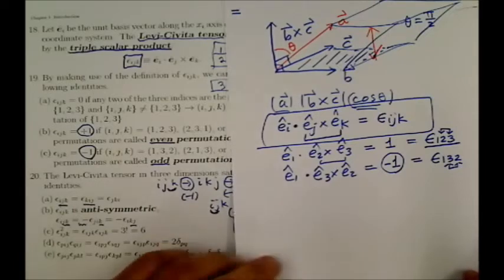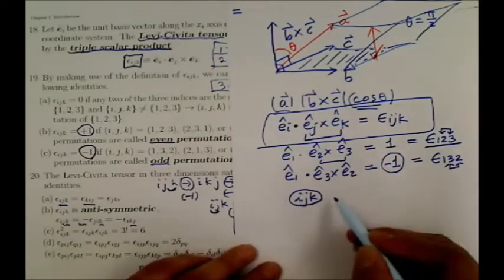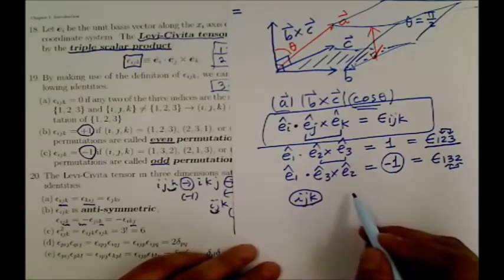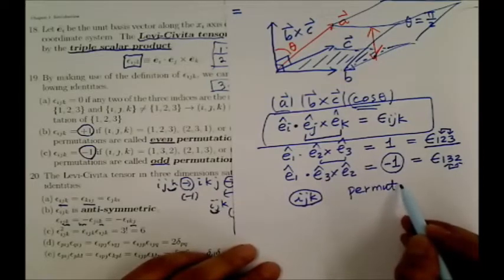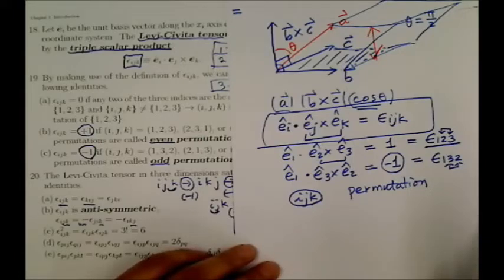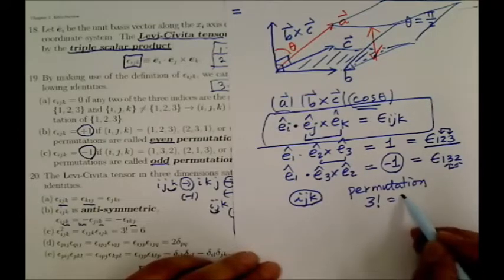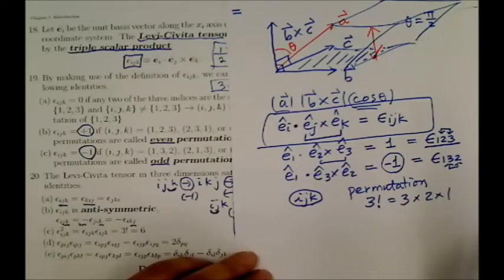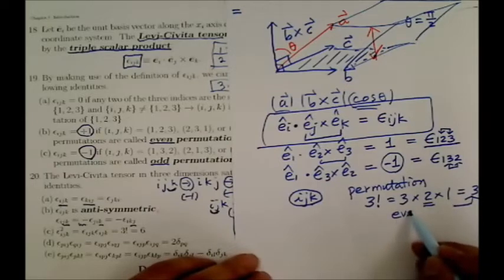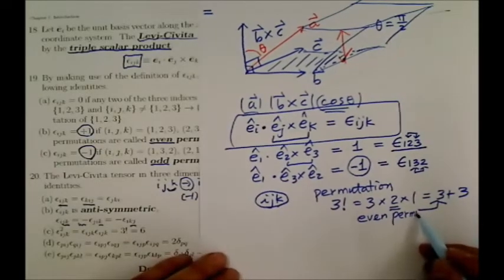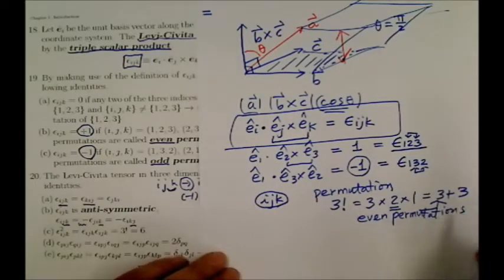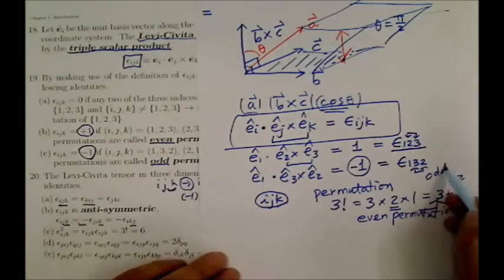The values ijk are called permutations if they are all different. We have three numbers available, 1, 2, and 3, so we have 3 factorial distinct permutations. That is 3 times 2 times 1, which is 6. There is a factor of 2, so 3 times 2. We say there are 3 even permutations, and we have another 3 odd permutations.